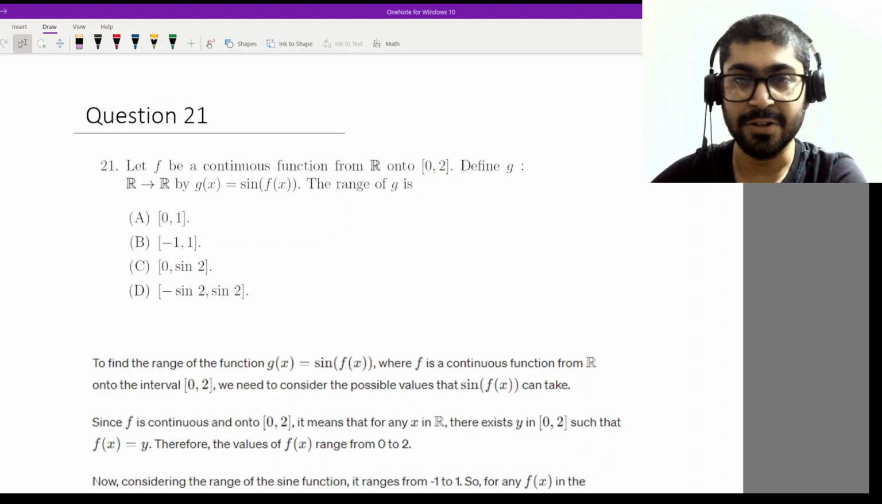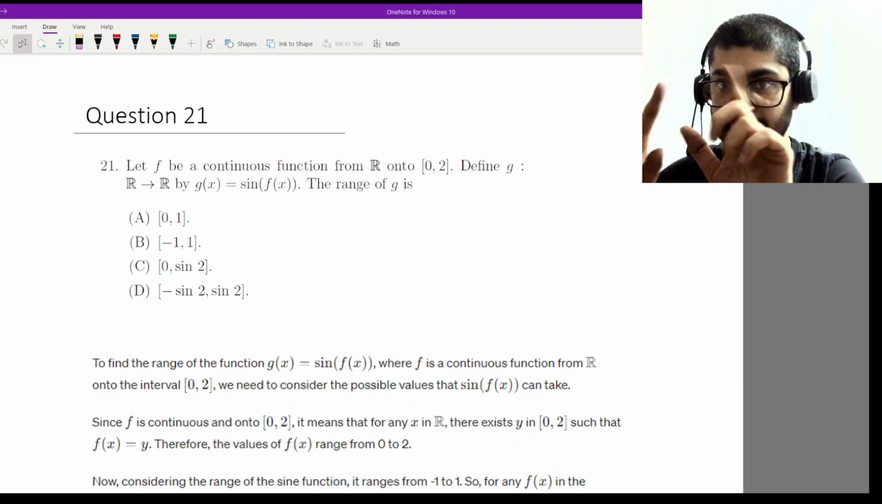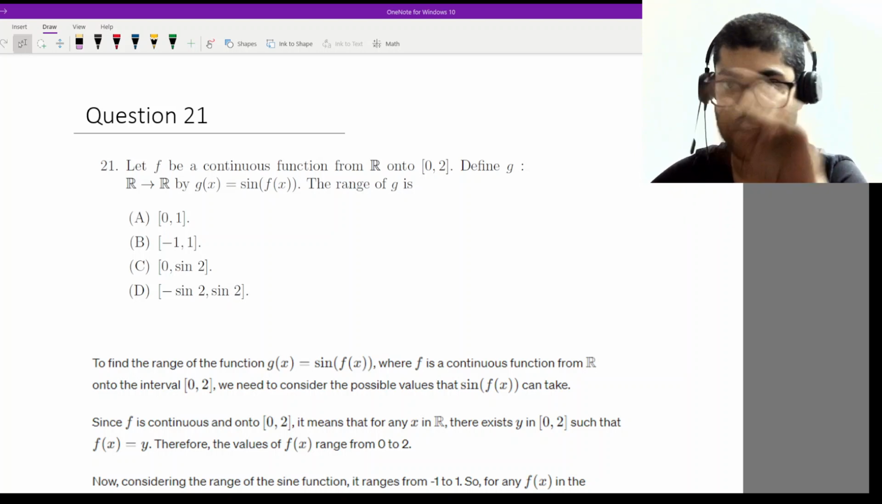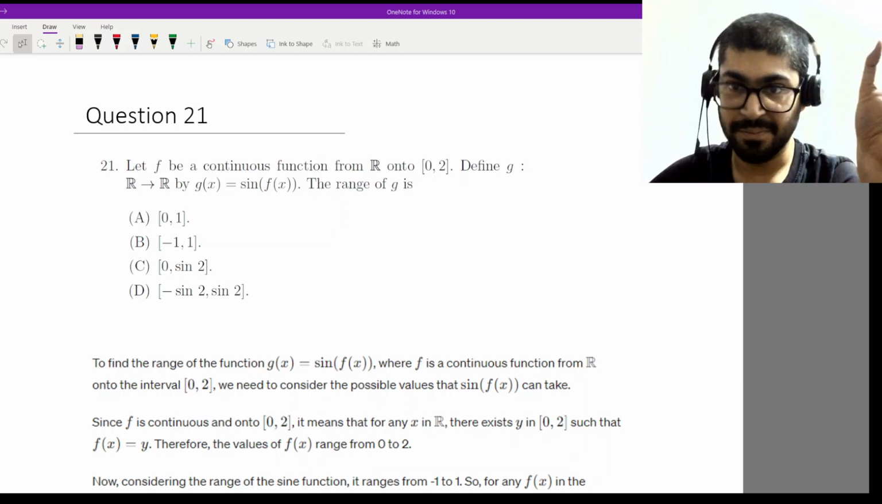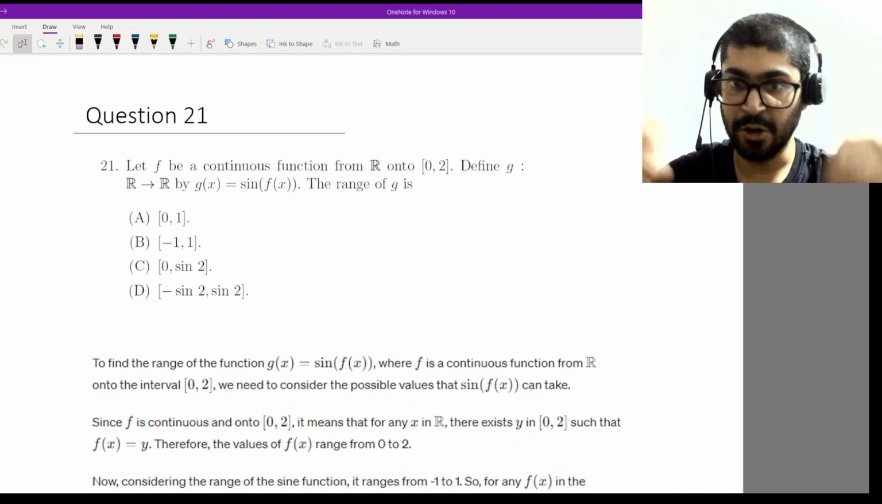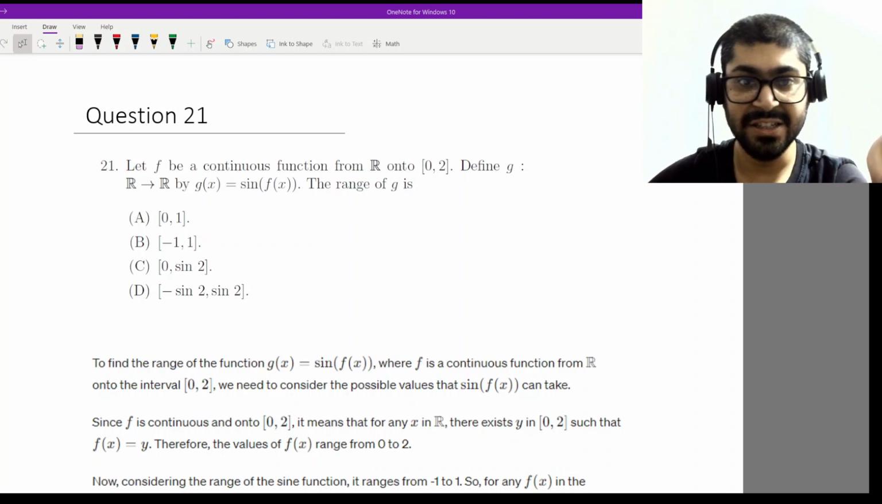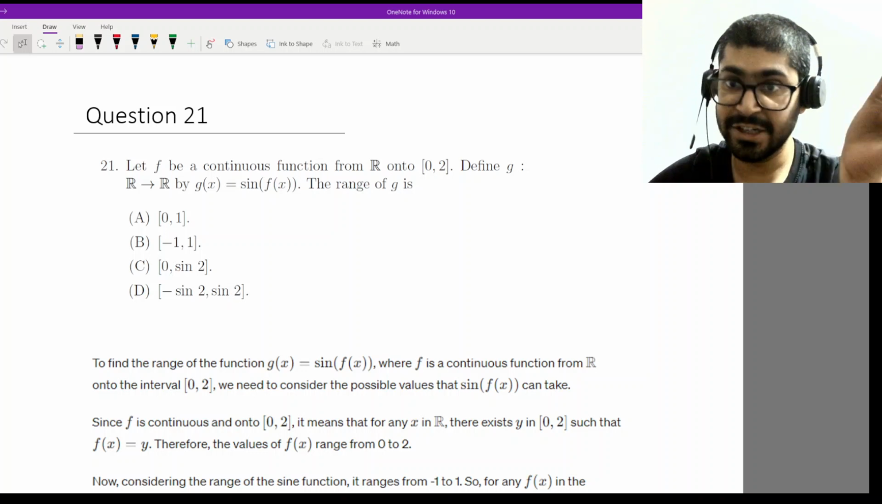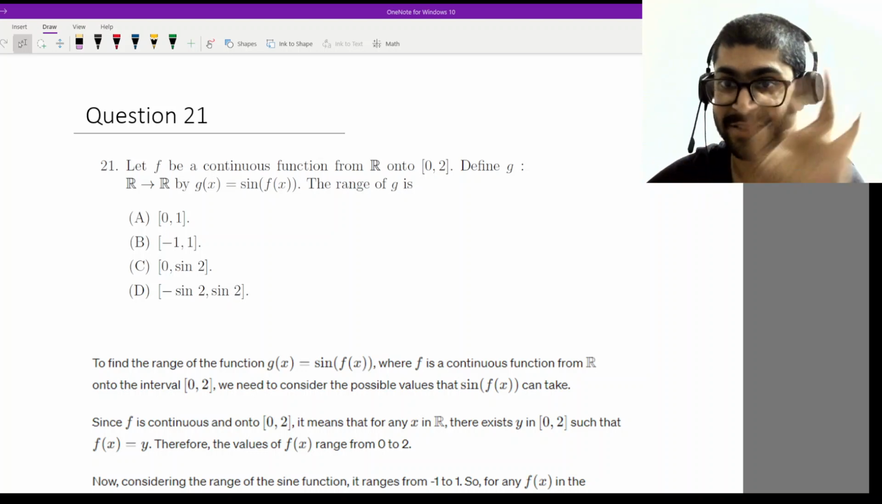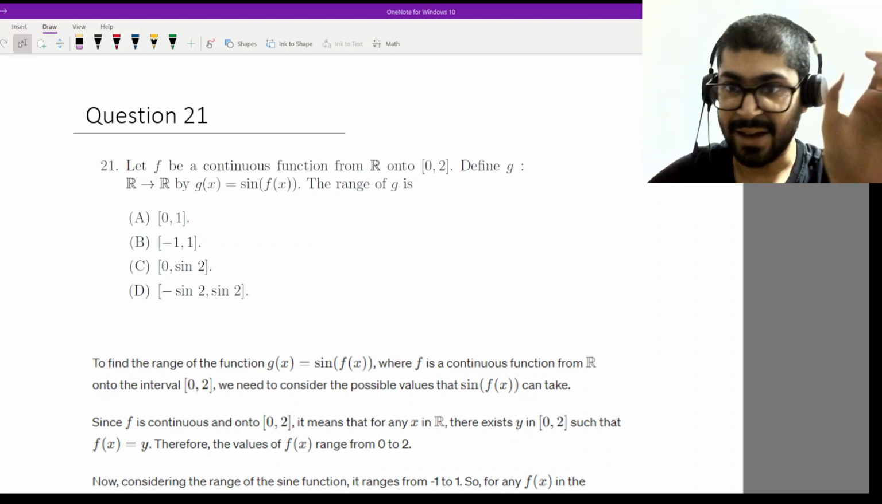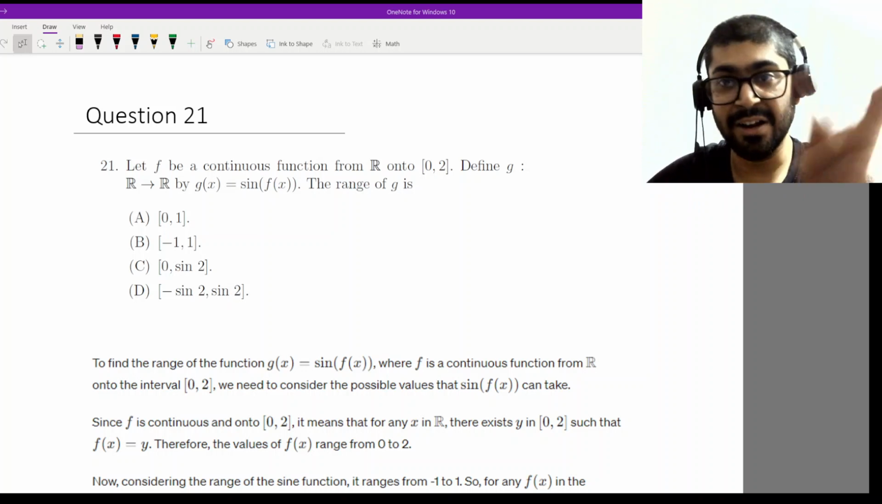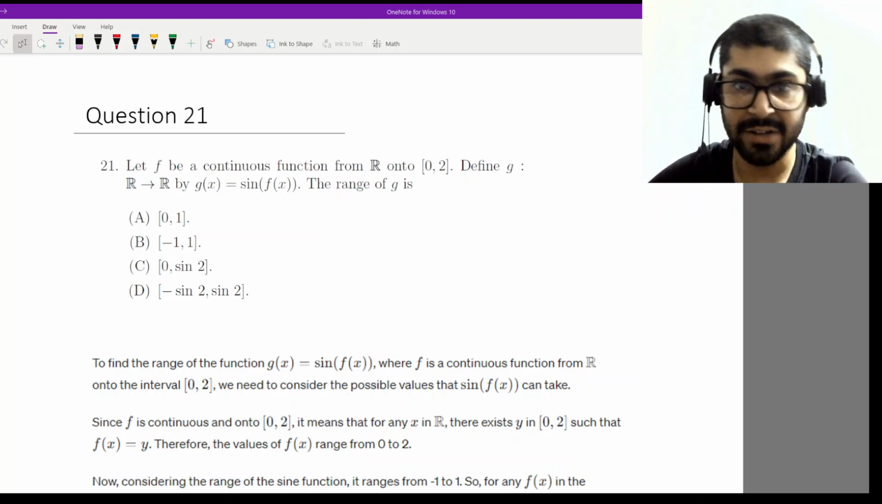Let f be a continuous function from R onto the closed interval [0, 2]. So it's an onto function from the entirety of real numbers to [0, 2]. Define a function g from R to R. Okay, g goes from R to R, not into any other subsection, defined as g(x) equal to sine of f(x). Then we have to find out the range of g.